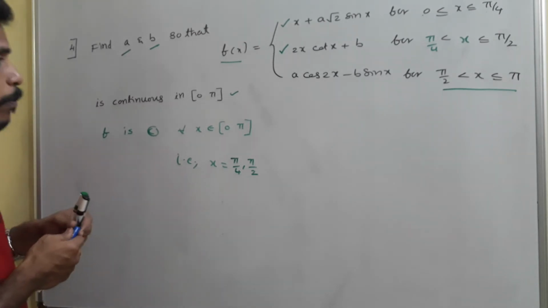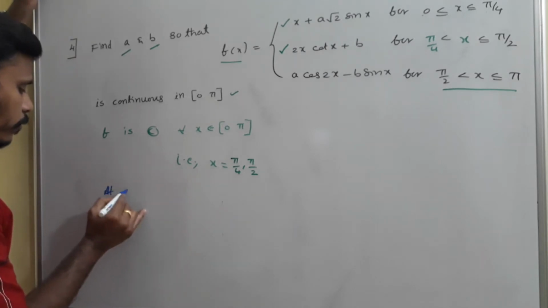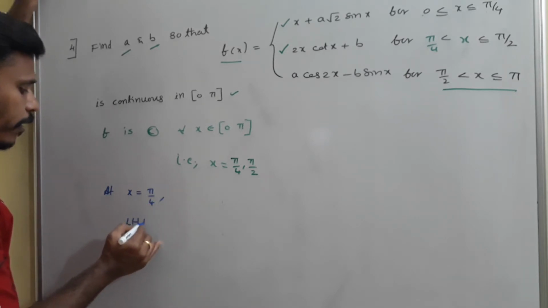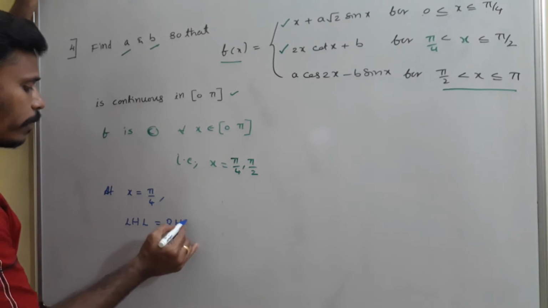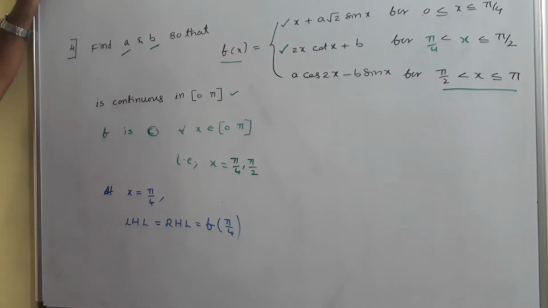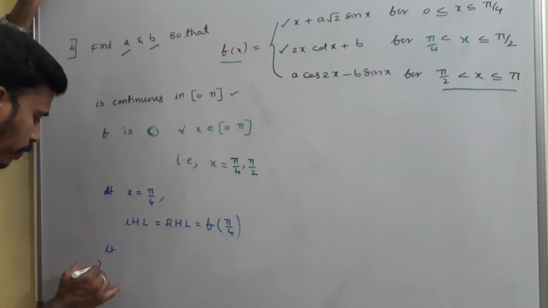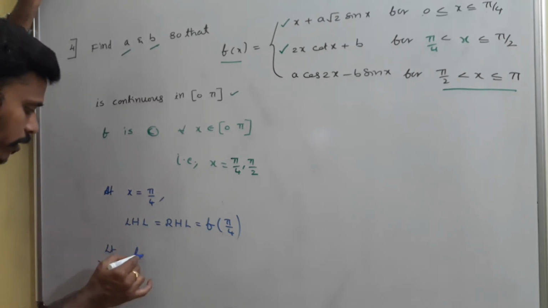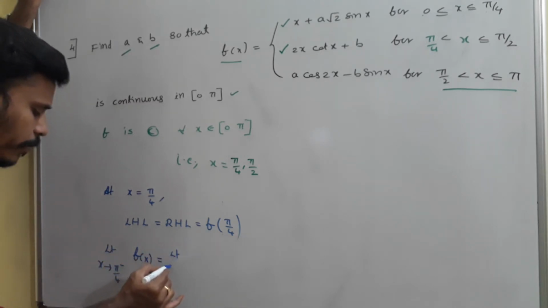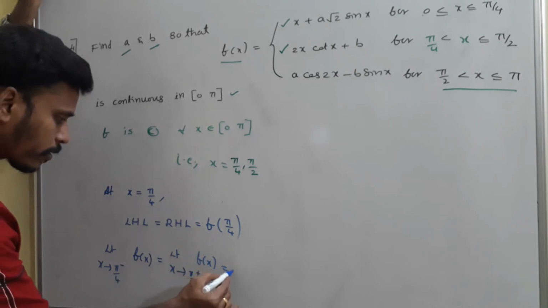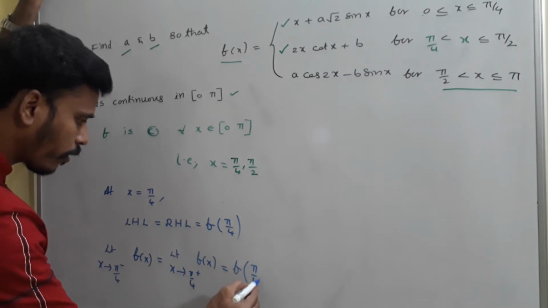First of all, check at pi by 4. At x equals pi by 4, since the function is continuous, left limit is equal to right limit is equal to f of pi by 4. This is the functional value. What is the left limit? Left limit is simply limit x tends to pi by 4 minus f of x, and right limit is limit x tends to pi by 4 plus f of x, which equals f of pi by 4.